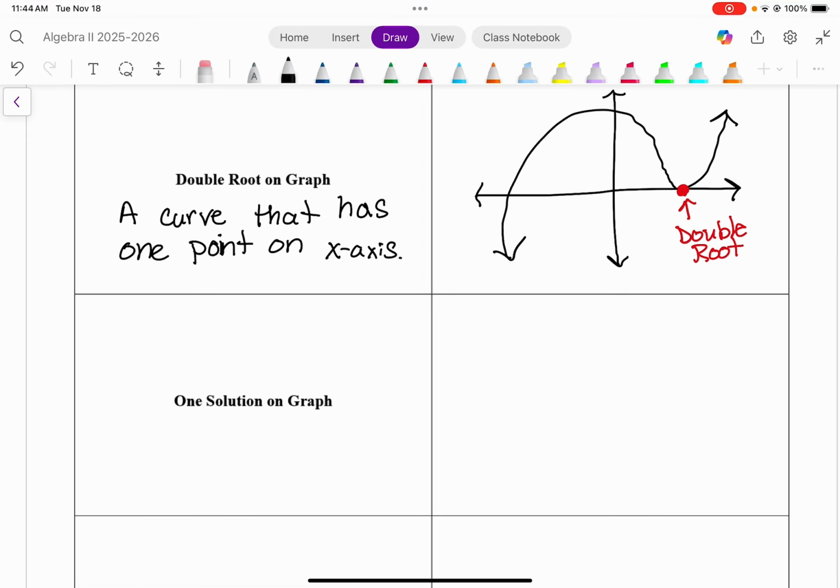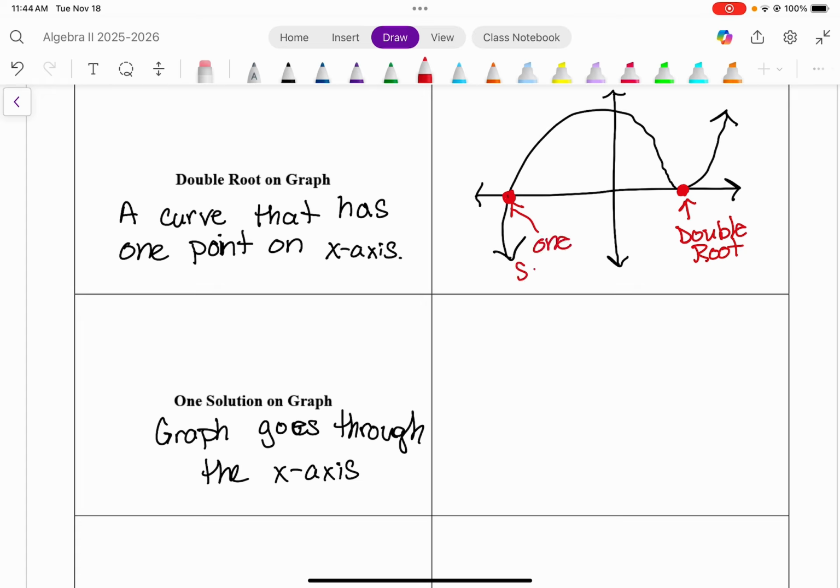Then our next one is one solution on a graph, and that is when your graph goes through the x-axis. So if we add a picture up here, or you can draw a separate one if you would like, this one over on the left, that one would be a single solution or one solution. Okay. So a double root is a curve that touches the x-axis. One solution is where it goes through the x-axis at just 1 point.